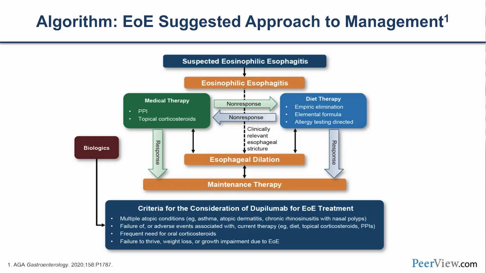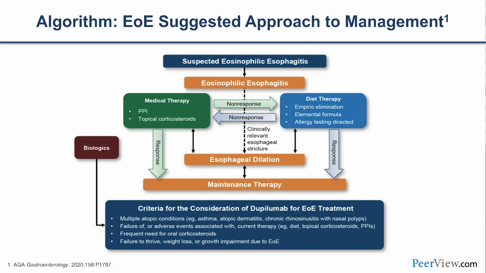This is a suggested approach to the management of EoE, and this algorithm was presented in the 2020 American Gastroenterological Association and the Joint Task Force on Allergy and Immunology guidelines that were jointly published in Gastroenterology and Annals of Allergy, Asthma, and Immunology. When you have a patient who has eosinophilic esophagitis, you have a discussion with that patient about first-line therapies. And these can be either medical therapies on the left, such as proton pump inhibitors or topical swallowed corticosteroids, or non-pharmacologic approaches such as dietary elimination therapy.